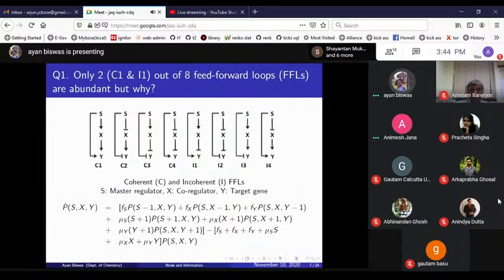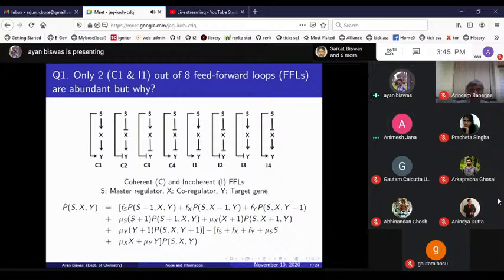The first question we asked: these are feed-forward loops. You have transcription factors, the master regulator S regulating X and Y, and X is the co-regulator targeting the final gene Y. So you have eight of them, four coherent and four incoherent types. The question is, nature only chooses this coherent type 1 and incoherent type 1 and rejects others. The question we asked, what is the reason behind that?